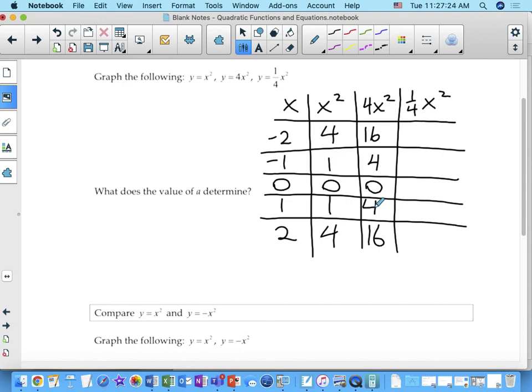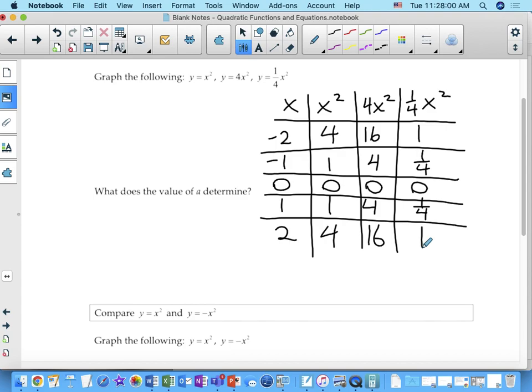And finally, a quarter x squared. If x squared is 4, what's a quarter x squared? 1. If x squared is 1, what's a quarter x squared? 0.25, or a quarter. If x squared is 0, a quarter x squared is 0. And these are symmetrical, so this is a quarter, this is 1.